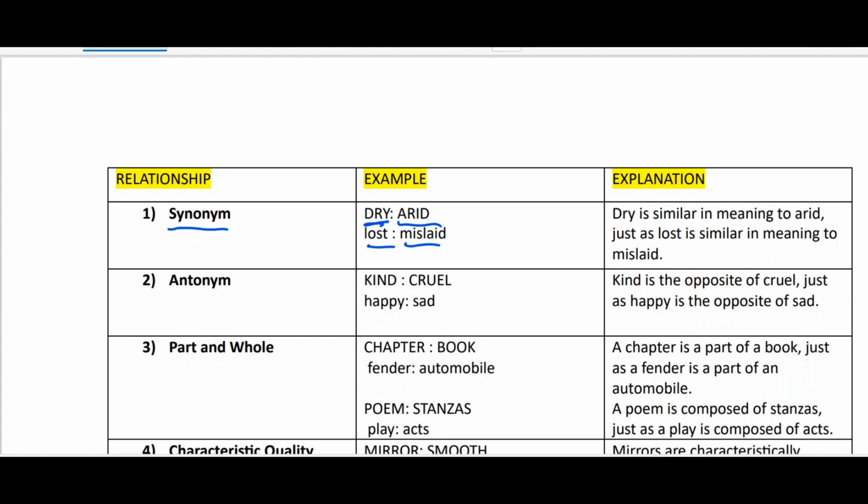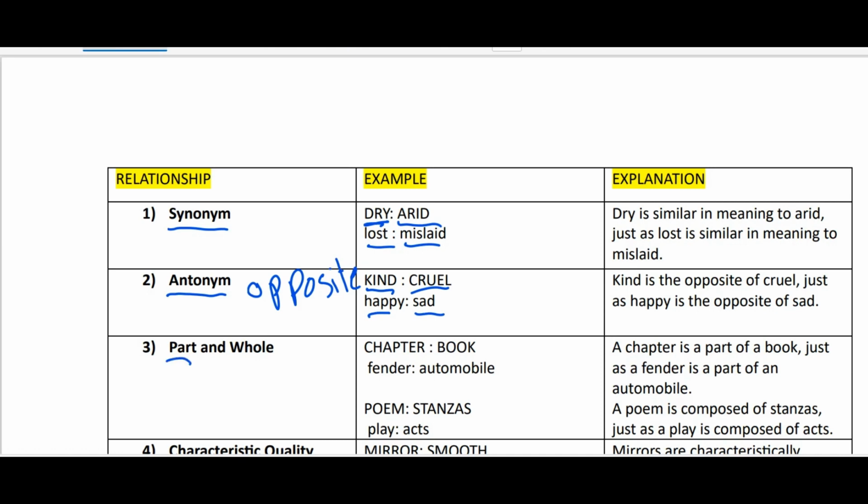The second relationship is antonym, which means opposite meaning. Synonym means the same meaning, so antonym means the opposite meaning, like kind and cruel. They are antonyms, or they have opposite meanings, just as happy and sad. They are antonyms.